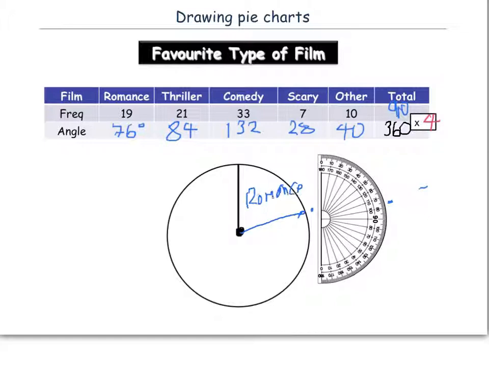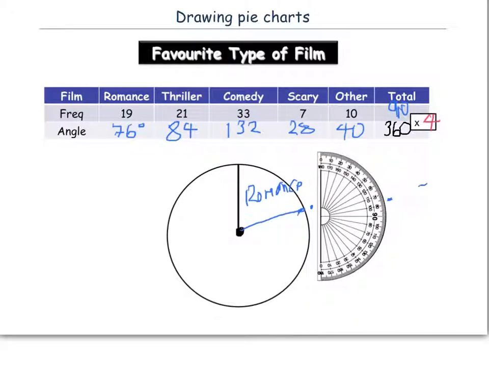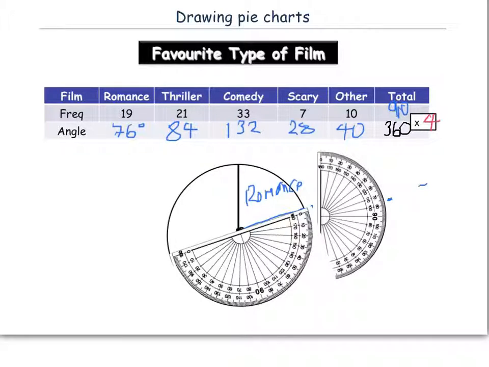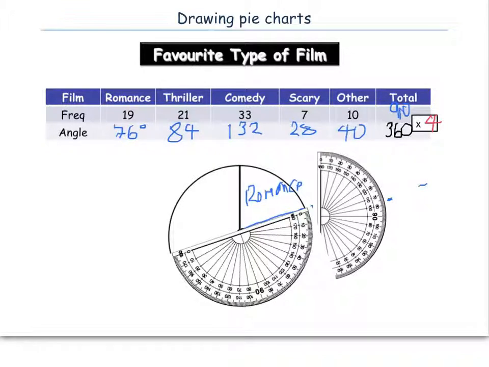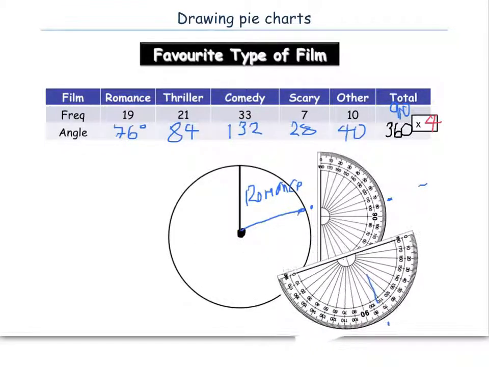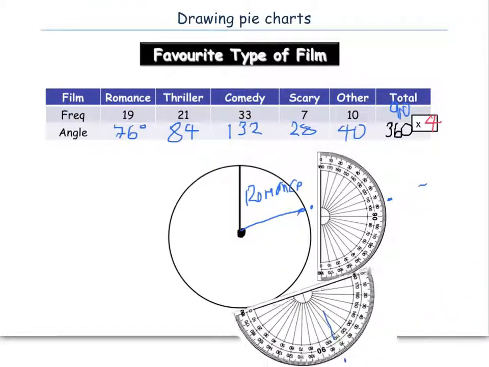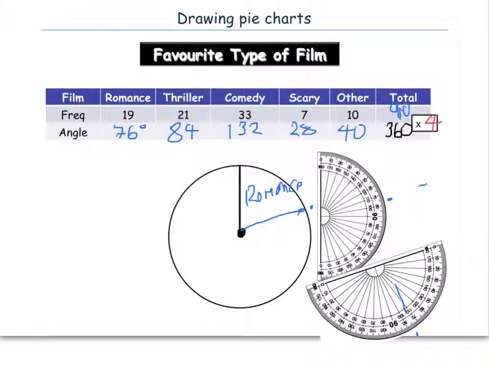Next, we now need to move our angle measurer and use our new line as our centre. And if you do that, then you should be able to draw your next angle round. I'm going to use a new angle measurer to do this. Measure around 84 degrees. Put a dot. And move your angle measurer out the way. So there's my 84 degrees. Draw a line and label it thriller.